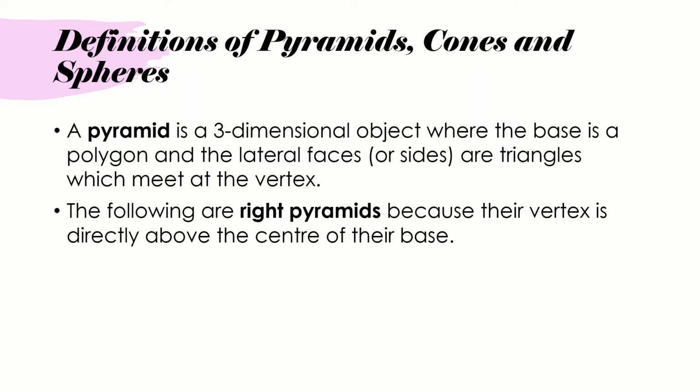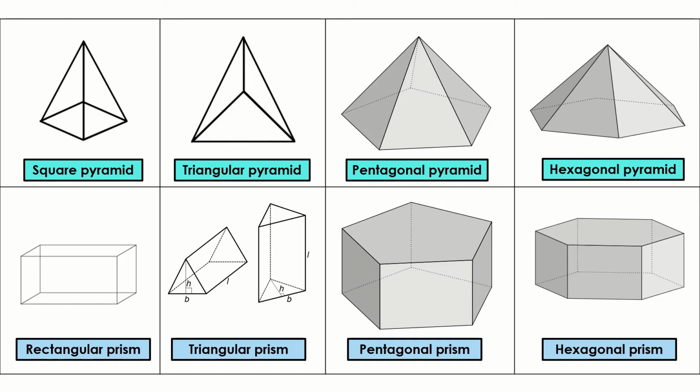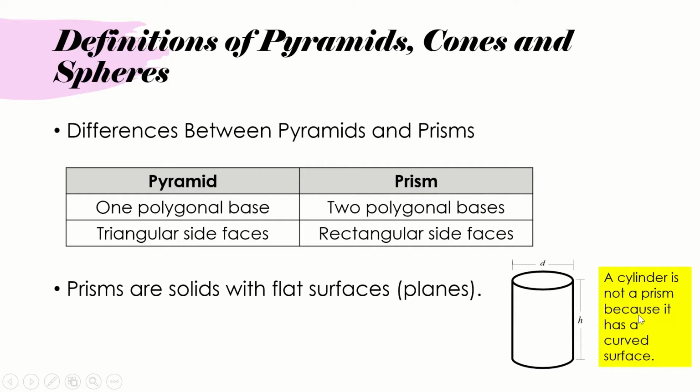So a pyramid is a three-dimensional object where the base is a polygon and the lateral surfaces, or we can say the sides, are triangles which meet at the vertex. So the following are right pyramids because their vertex is directly above the center of their base. So this is a square pyramid, this is a triangular pyramid, a pentagonal pyramid, a hexagonal pyramid, and below are the prisms. Okay, rectangular prism, triangular prism, pentagonal prism, and hexagonal prism.